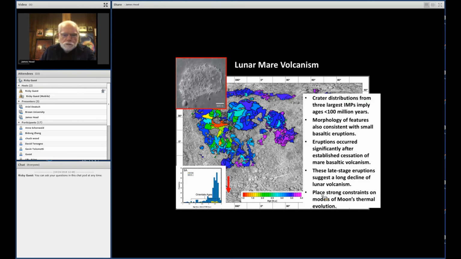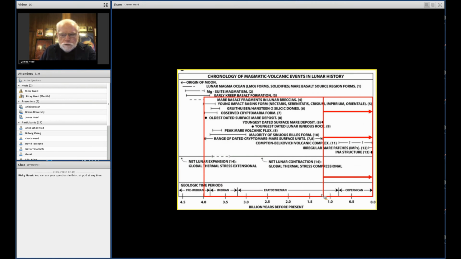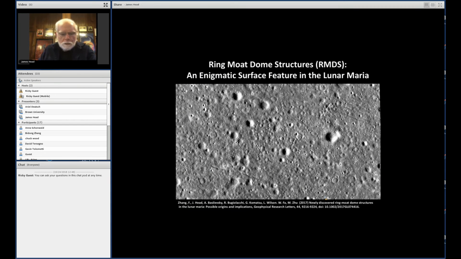So this is a great exploration target. I would love to go and land inside Ina and have a month there to, in fact, explore around to really try to understand the structure, morphology, and ages of these features. So this would put volcanism basically up to the present, which again is a challenge for our models.